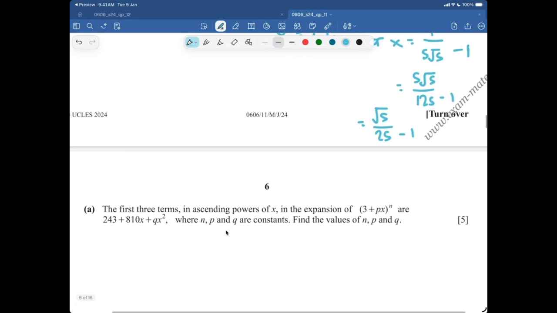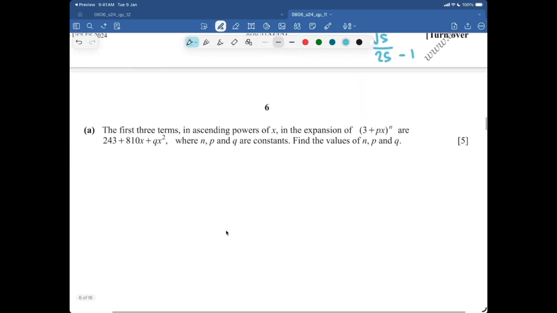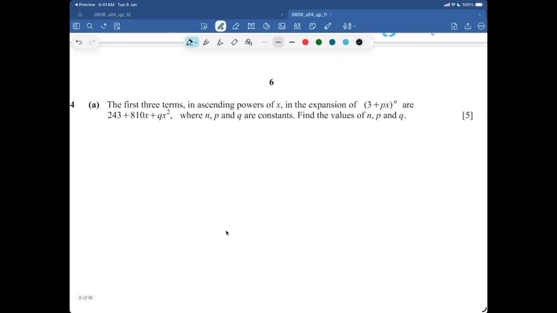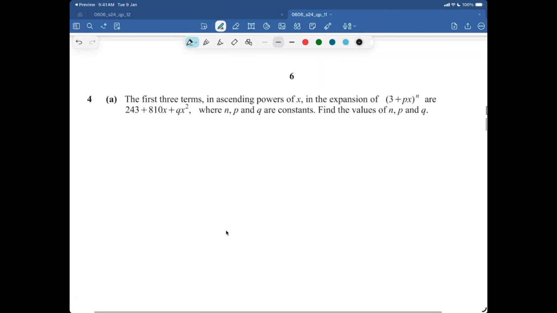The first three terms in ascending powers of x in the expansion of (3 plus px) to the power of n are 243 plus 810x plus qx squared. So this is a typical example of using the binomial theorem.